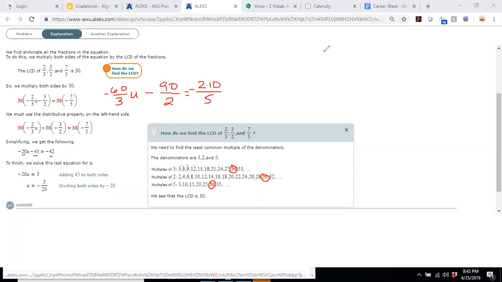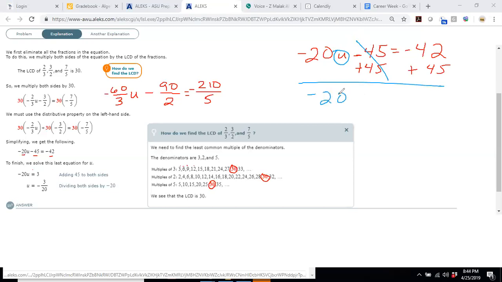Then it's a matter of solving like any other equation. This is now just a two-step equation where I have to add 45 to both sides because I'm trying to isolate u. That's what I'm trying to isolate. So I add 45 to both sides. That cancels that out, leaving me with negative 20u is equal to 3. And then dividing both sides by negative 20 is where you get this answer that they have.